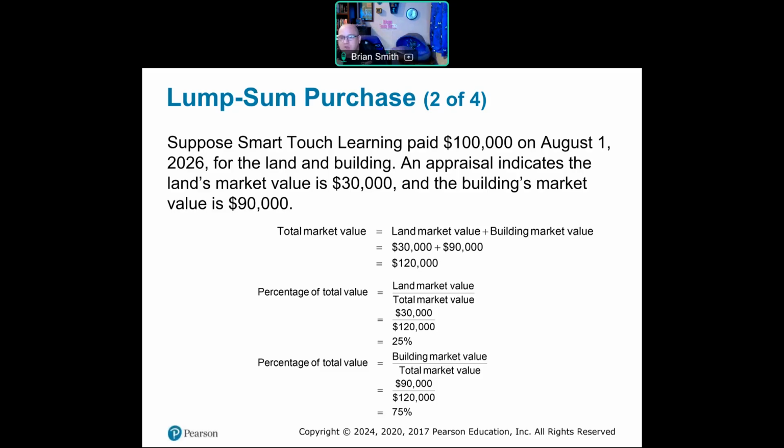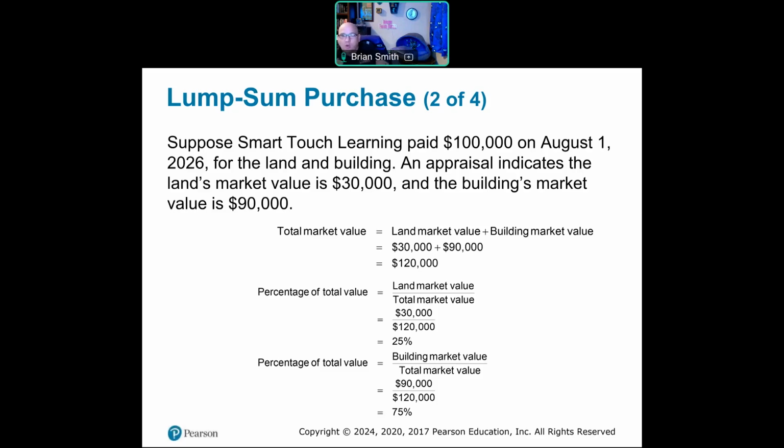The appraiser goes out there, they do their little thing, and there are so many stories about appraisers, but I'm not going to get into them. They'll come back and say, we think the fair market value, in this case, of the land is 30,000 and the building's market value is 90,000. Okay, cool. So the total market value is 120,000. Well, how much did we pay?